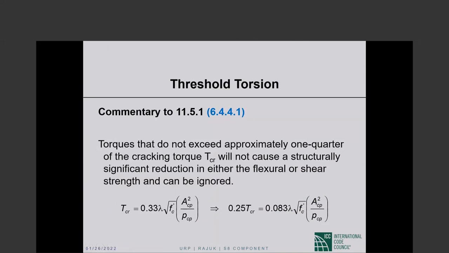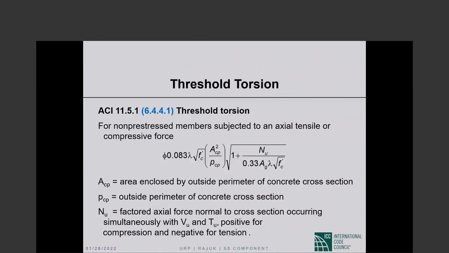Torques that do not exceed approximately 1/4 of the cracking torque will not cause a structurally significant reduction in either the flexural or shear strength and can be ignored. So any torsion less than the threshold value can be ignored. We don't have to design for it.